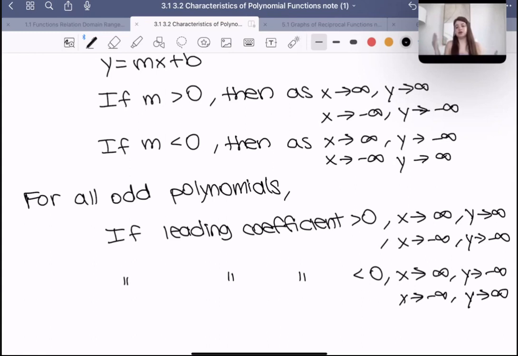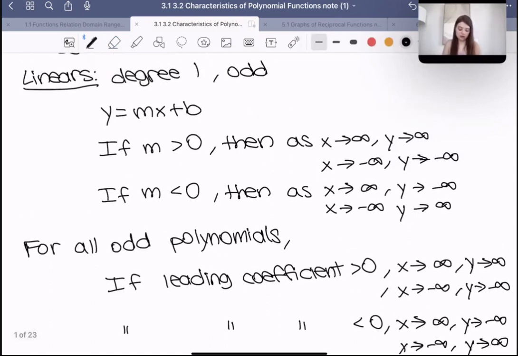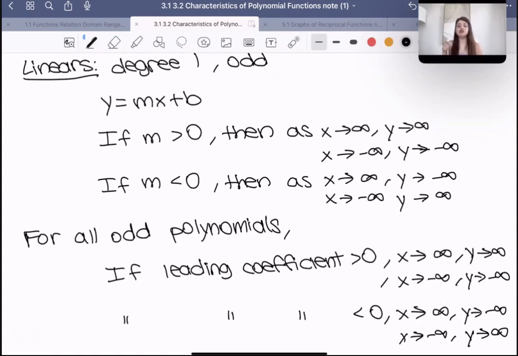So if we have a degree 3 polynomial and we know the leading coefficient is positive, we know this is our end behavior, because our leading coefficient is greater than 0. If our leading coefficient is negative on a degree 3 or a degree 5, degree 7, whichever odd degree polynomial, we know this is our end behavior. And that's the great thing about end behavior, is that what we observed about linear relations can be generalized to all odd degree polynomial relations, specifically polynomial functions.